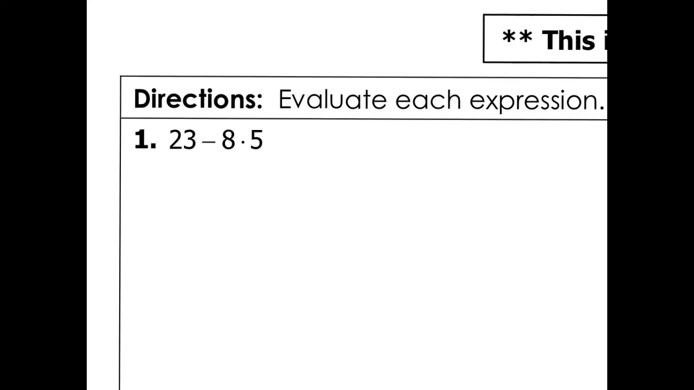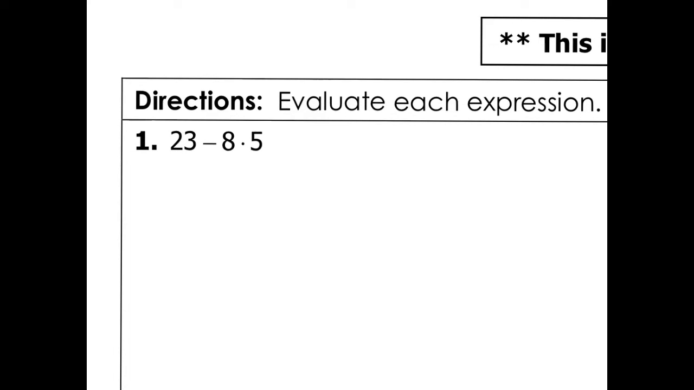I'm going to zoom in a little bit. And when I look at number 1, what I notice is I've got two operations. I have to subtract and I have to multiply. And with PEMDAS, what I know is that I have to multiply first. So I am going to make a bracket around 8 times 5. And I know 8 times 5, I can use my multiplication table and see that that's 40.